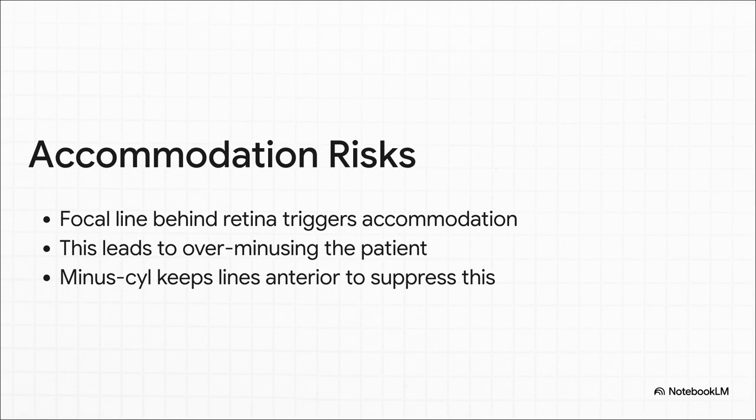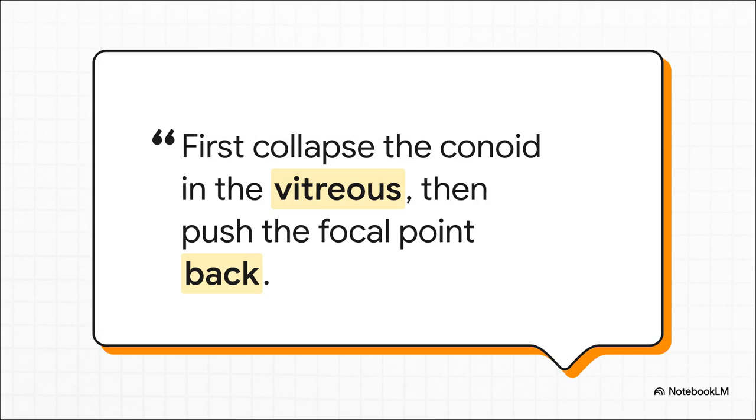Minus cylinder retinoscopy prevents this entirely. Because minus cylinder requires you to park the focal lines in the vitreous, so anterior to the retina, it naturally suppresses the patient's ciliary muscle. They literally cannot accommodate to push an image backward. In fact, for you PGY3s out there, here is an advanced clinical secret. You can actually use this alternative, board-tested strategy to completely circumvent the accommodation trap, even if you're forced to use plus cylinder. Instead of starting with simple hyperopic astigmatism, use your sphere to put both focal lines into the vitreous.